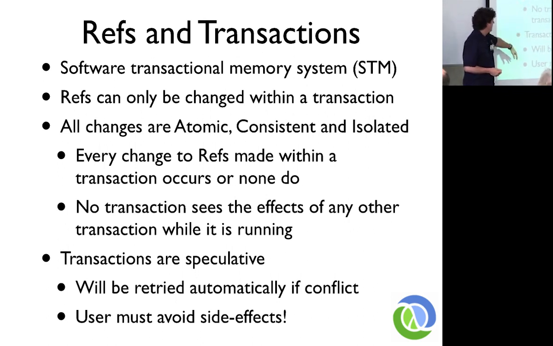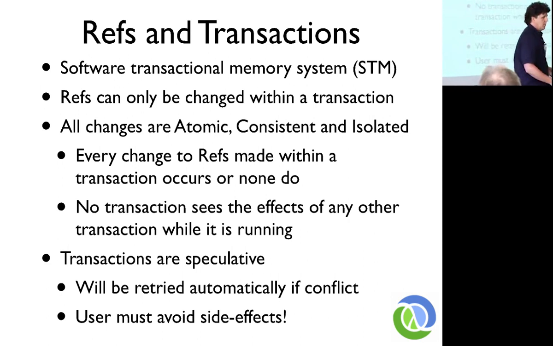Your usual expectations. The big difference with an STM is that transactions are speculative. They may get run more than once. Okay? They're going to happen. They may get to a point. They may see somebody else won. They'll try again. So you have to avoid side effects. I actually can't help you with that because you can call Java, and I can't tell if that's going to be okay or not.